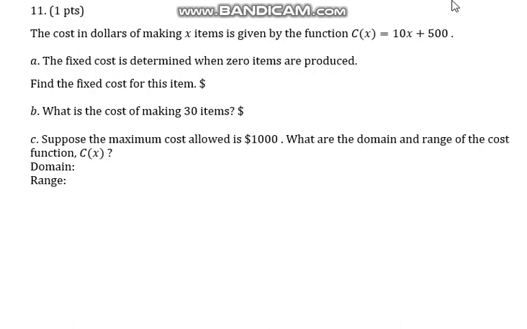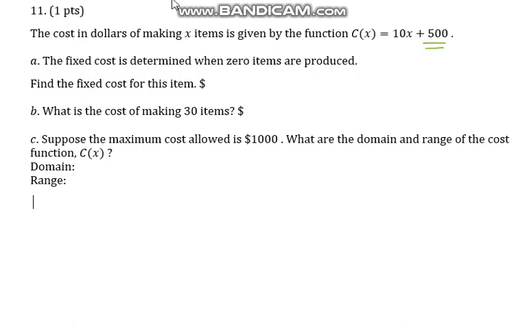Okay, let's take a look at problem number 11 from section 2.6. The cost in dollars of making X items is given by this function C of X, which is equal to 10X plus 500. Part A, we want to determine the fixed cost, which is found when X is 0 or there are 0 items produced. Okay, it's the y-intercept of the given function.